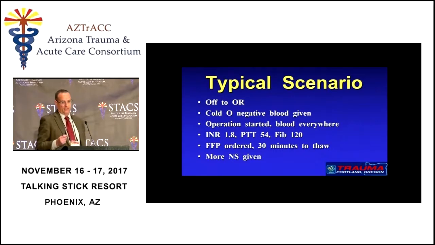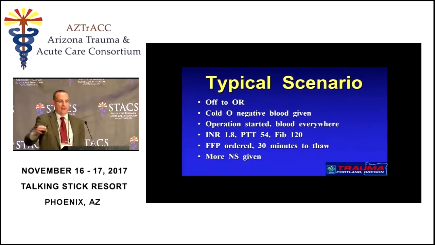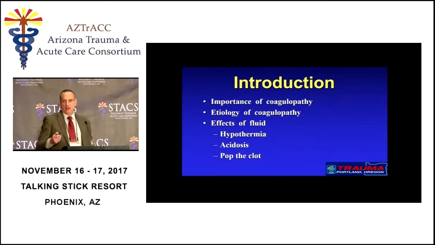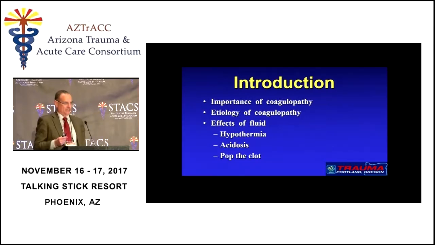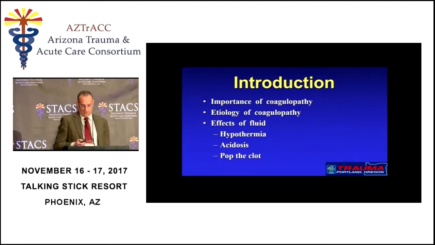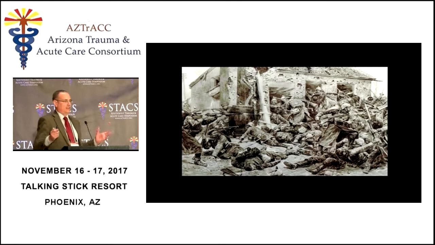We start the operation. Our labs that we sent half an hour ago finally come back, and we find out that he's coagulopathic, so now we're going to give some FFP. We ordered it half an hour after he got there. It takes another half hour to thaw it, so it's an hour before we actually give the FFP. And then we give, of course, more normal saline. Okay, so we're going to talk about the importance of coagulopathy, the etiology of it, and then the effects of fluid on essentially the lethal triad, which is what we'll talk about, and also popping clots, which is important as well.